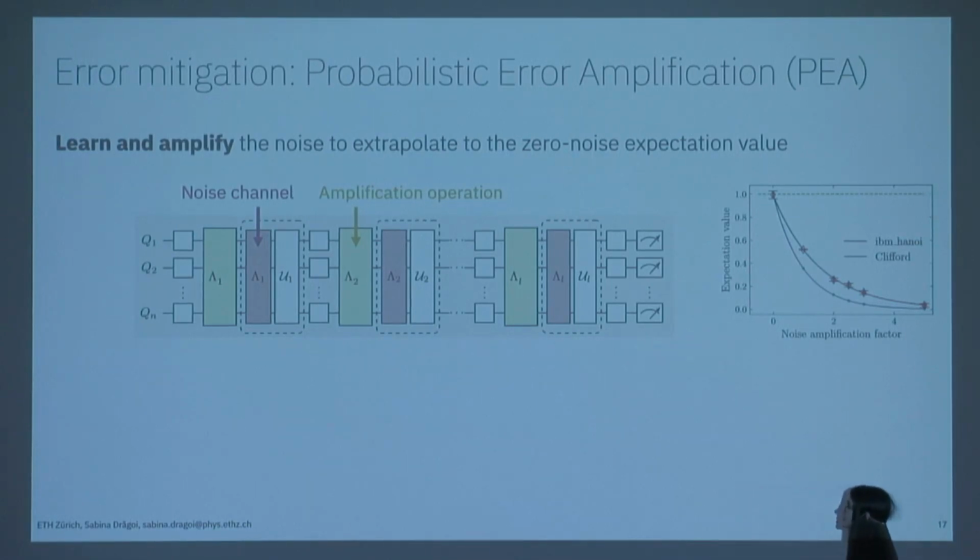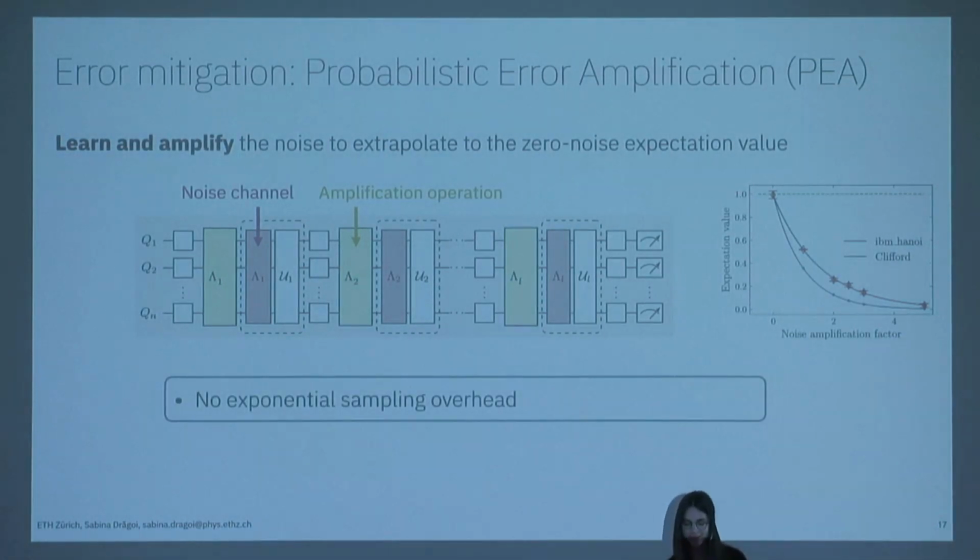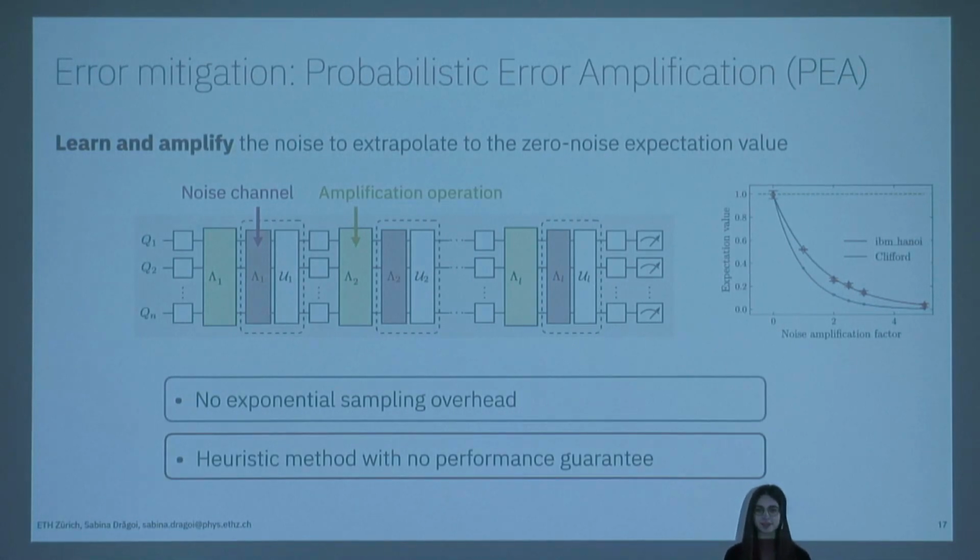Now, mathematical questions would be, how do you define this amplification factor? How rigorous is this? There are different ways of defining the factor. It's a very heuristic method, but it's also very new. It's from like a year ago. So if this sounds interesting to you, I would really like a performance guarantee for this. But the nice thing about it is that it has no sampling overhead. You are going to have to redo the circuit for different such factors, but it's not going to be exponentially many samples that you need to take.